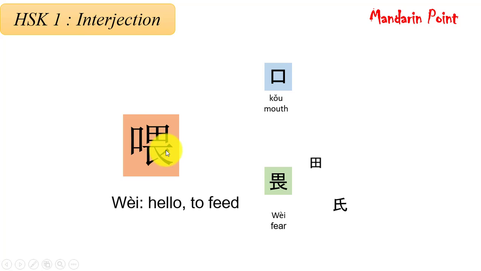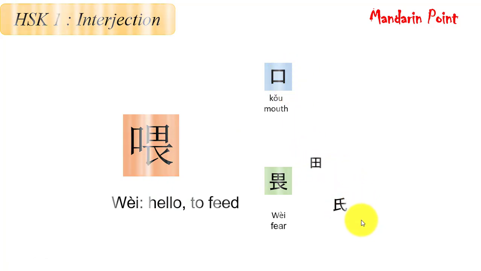Phonetic components are those components of characters which basically guide the pronunciation of character. So you can see that this character is also wei as this wei, but both have different meaning. This character also has an additional kou, meaning mouth, that changes its meaning. So summarizing, this character is composed of this kou, tian, and this shi.